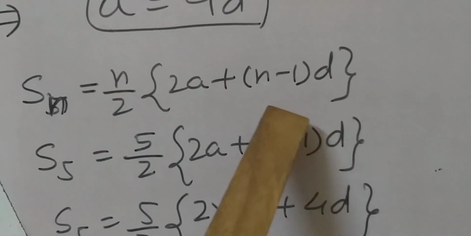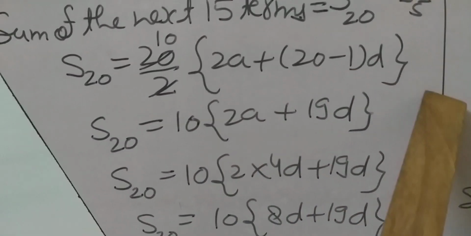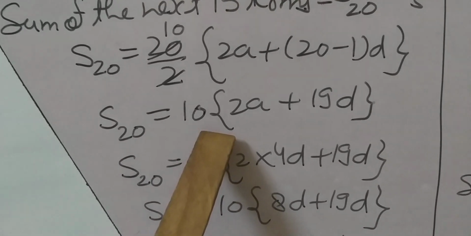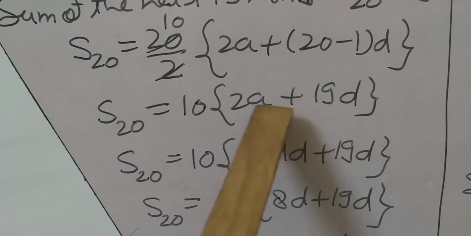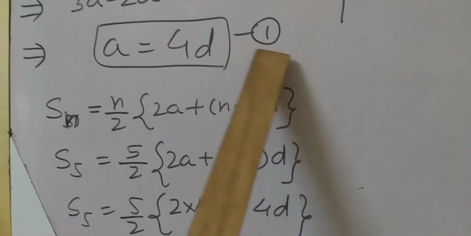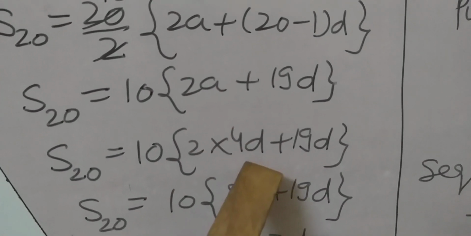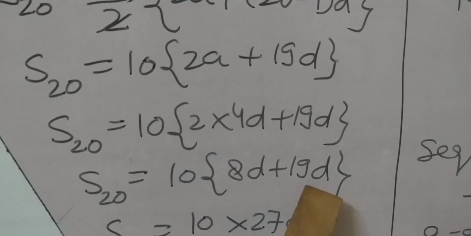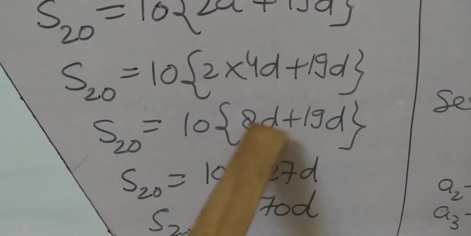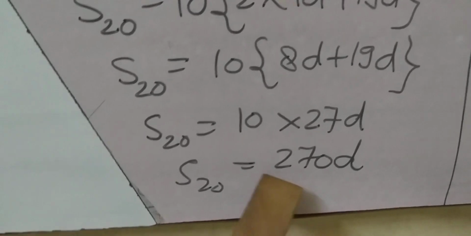S20 equals, at the place of n we have to write 20. So 20 upon 2 into 2a plus 20 minus 1 d. S20 equals 10 into 2a plus 19d. Now we are going to put the value of a from equation 1. At the place of a, we can put 4d. 2 4s are 8d plus 19d, 27d. S20 equals 270d. This is S20.